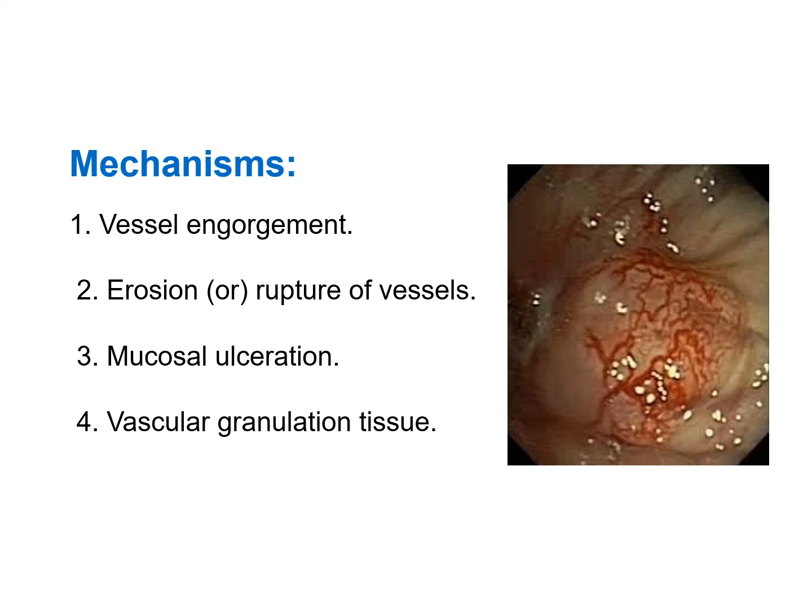Why does haemoptysis occur? Haemoptysis occurs due to vessel engorgement, like in this picture, where you see that the blood vessels are tortuous and engorged, erosion or rupture of the vessels, mucosal ulceration, or vascular granulation tissue.